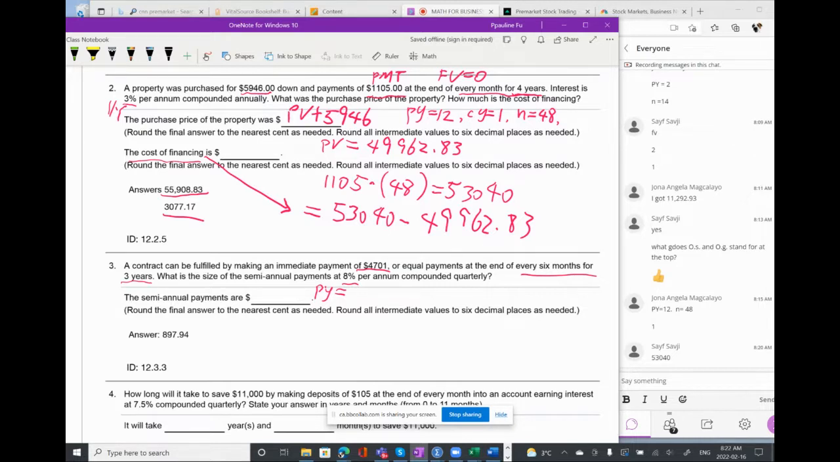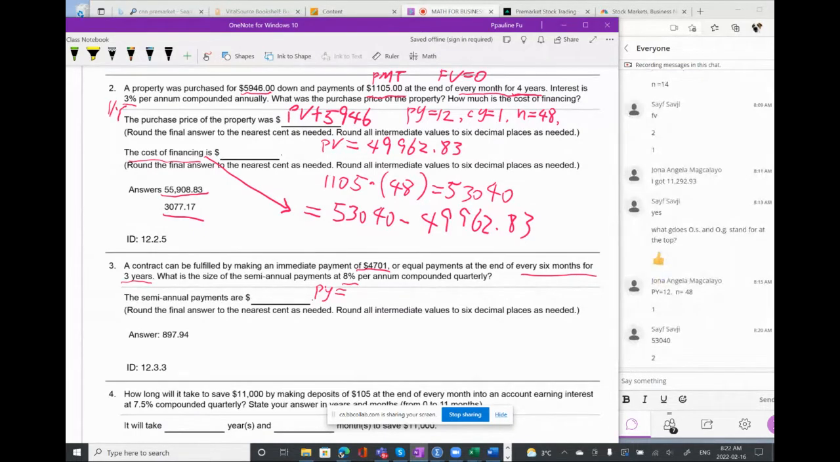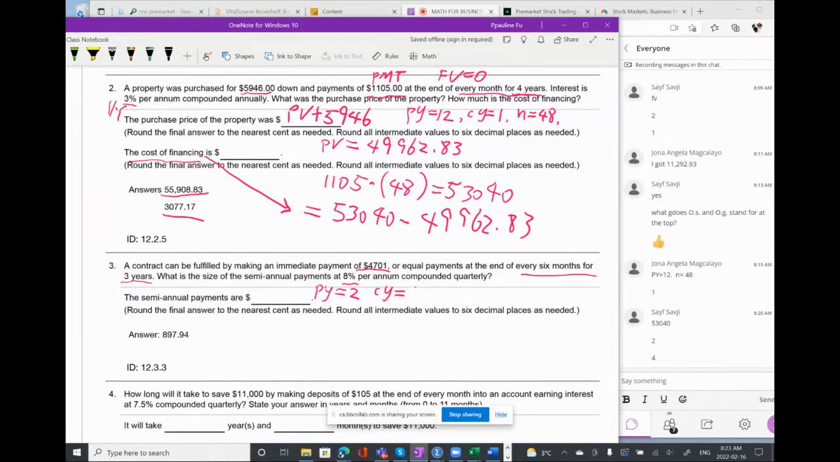Anyone, what is PY? Thank you, Safi. PY equal to 2. In 1 year you make 2 payments because you make payment every 6 months. And what is CY? CY is 4 because it is compounded quarterly.